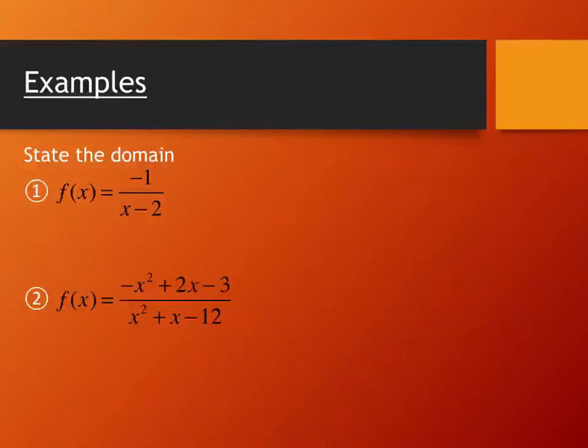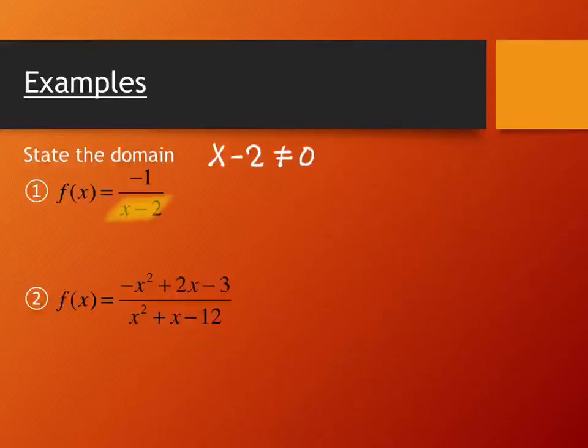So when we're looking for domain, instead of looking for what x can equal for rational functions, we're instead going to ask ourselves, what can x not equal? And in particular, what that means is what places can we not have the denominator equal to 0. So we're going to take our denominator each time we're working with these for domain, and we're going to set it to be not equal to 0.